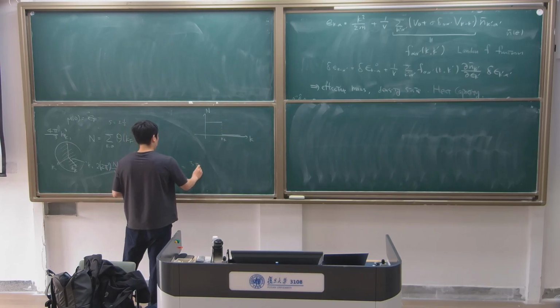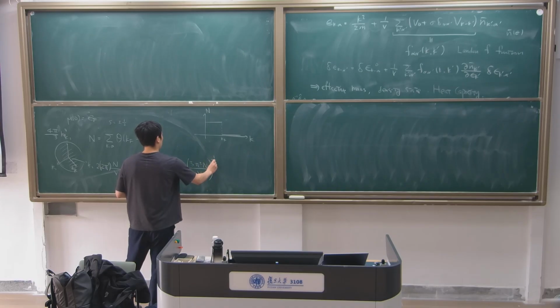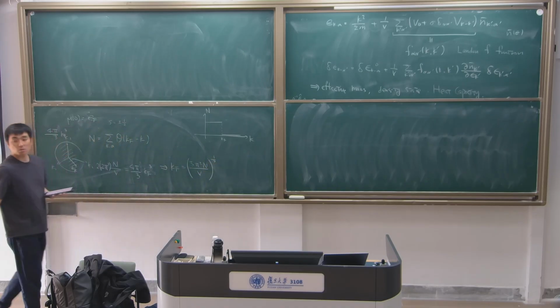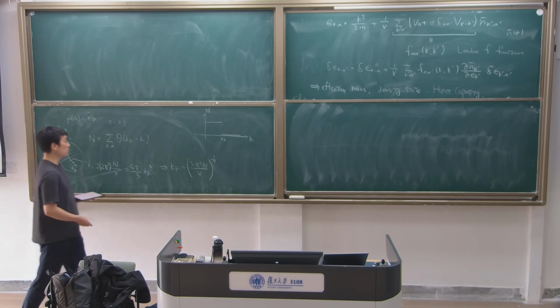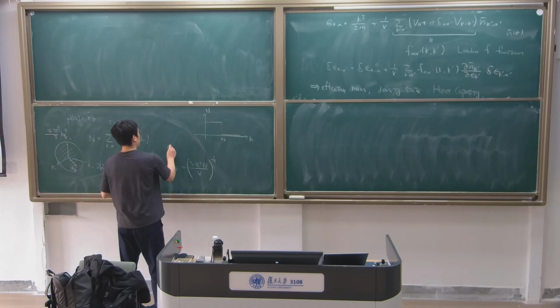is equal to (3 pi squared n over d) to the power one third, and so one of them. So that's the Fermi momentum. So this is valid for the non-interacting case.